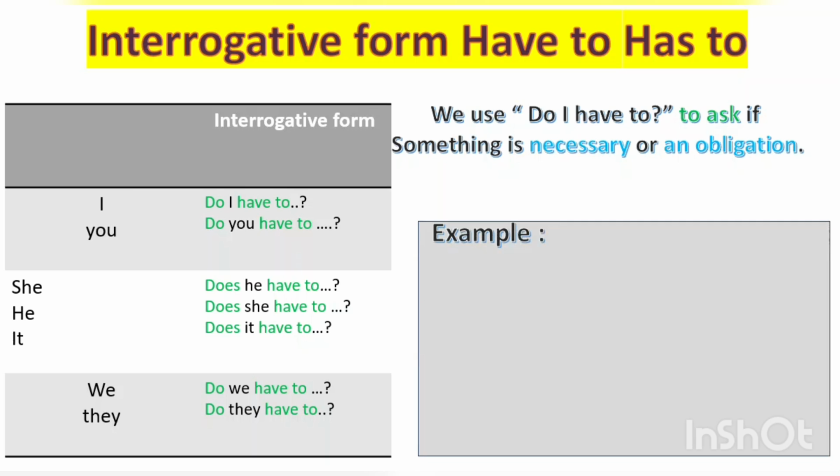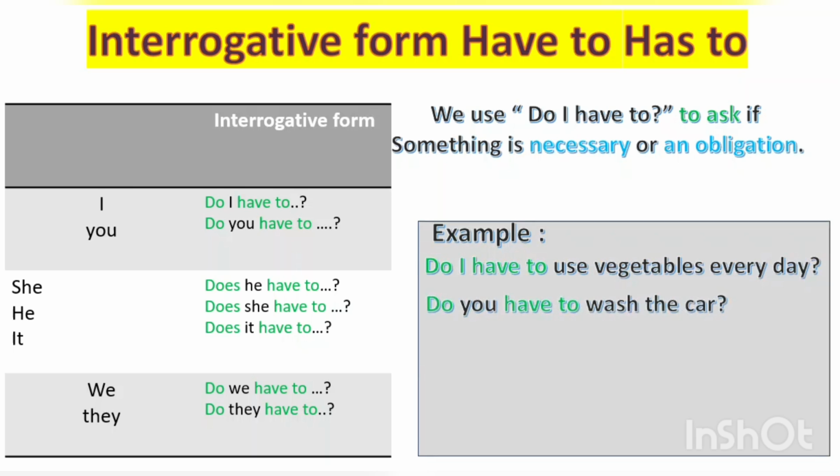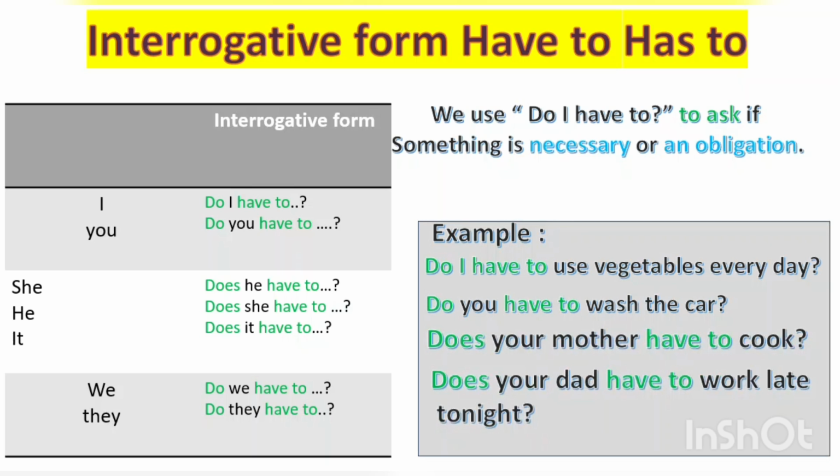Here are some examples. Do I have to use vegetables every day? Do you have to wash the car? Does your mother have to cook? Does your dad have to work late tonight? It means: is it necessary to do something?